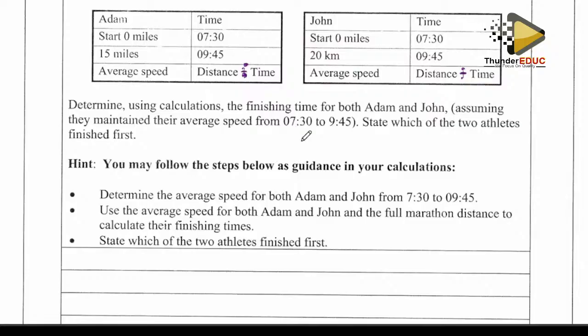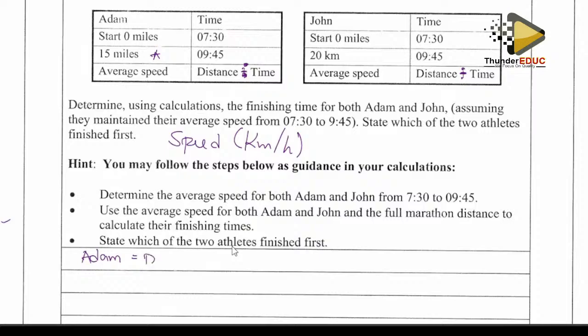Determine the average speed for both Adam and John from that time to that time. Then use the average speed for both Adam and John and the full marathon distance to calculate their finishing time. State which of the two athletes finished first. Anyway, calculate their finishing time. Because for speed, we shall need the distance in kilometers, meaning we shall change these miles to kilometers.